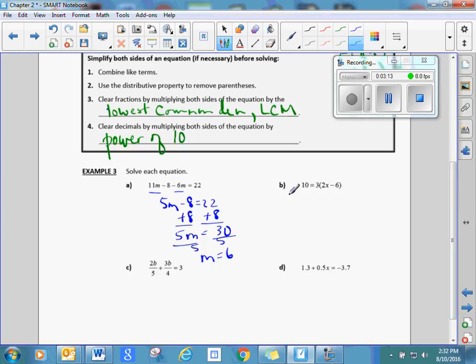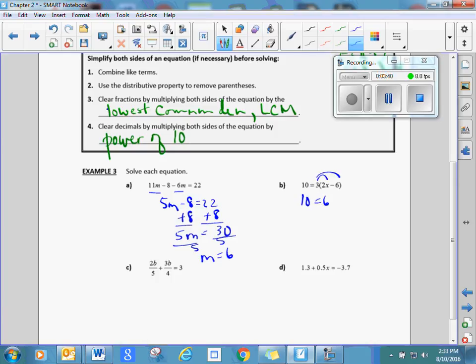When we look at part B, here's an equation where you can do the distribution first, or you can divide both sides by 3. But that's not very friendly. If you divide both of these sides by 3, you're going to end up with a fraction over here, or a decimal. So that is not a very friendly way to start. Only if this 10 had been a multiple of 3 would that have been a better choice. So we're going to go ahead and do our distribution.